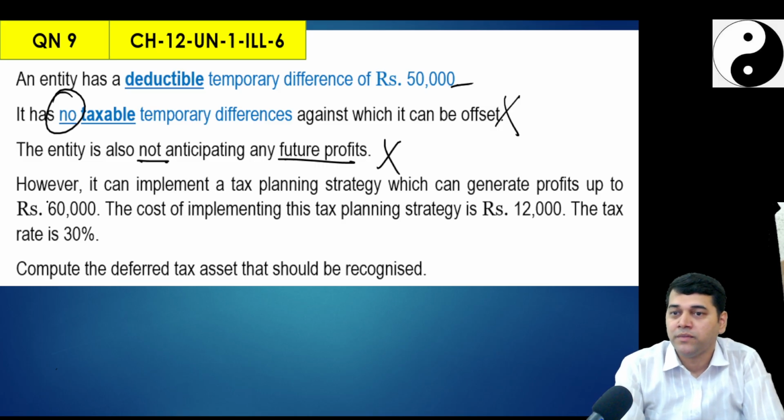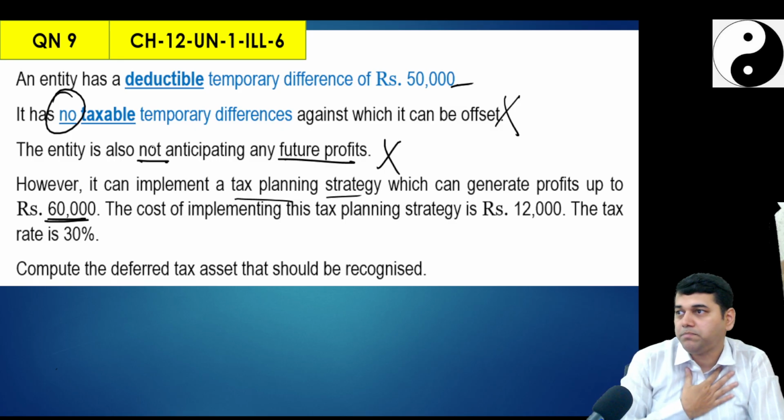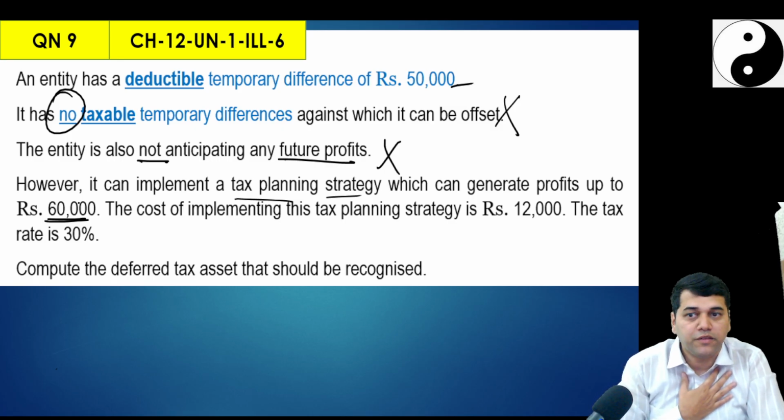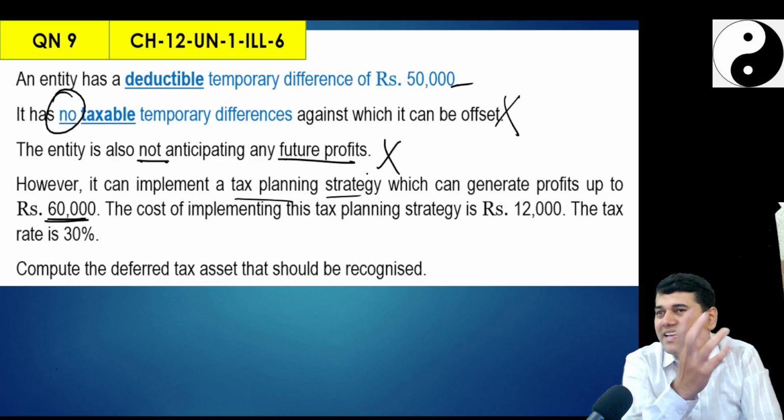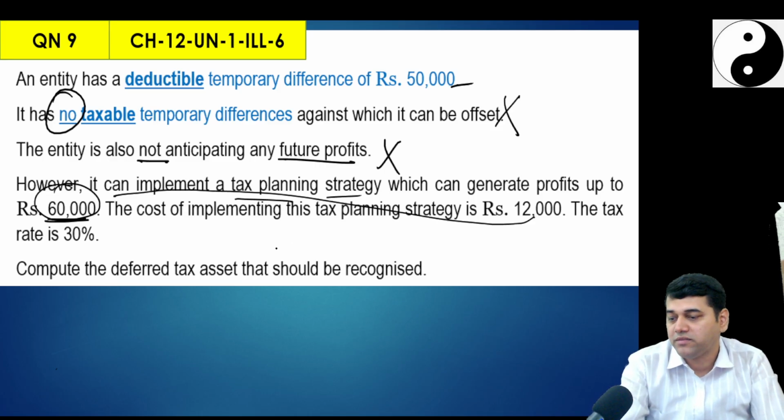No profit also. However, what it can do is implement one tax planning strategy, which can generate profit up to 60,000 rupees. That means by my own plan there is no profit, but if I develop a strategy of selling an asset, investing, something like that, I can get a profit of 60,000, and the cost of this strategy is 12,000. So how much is my net profit? 48,000.